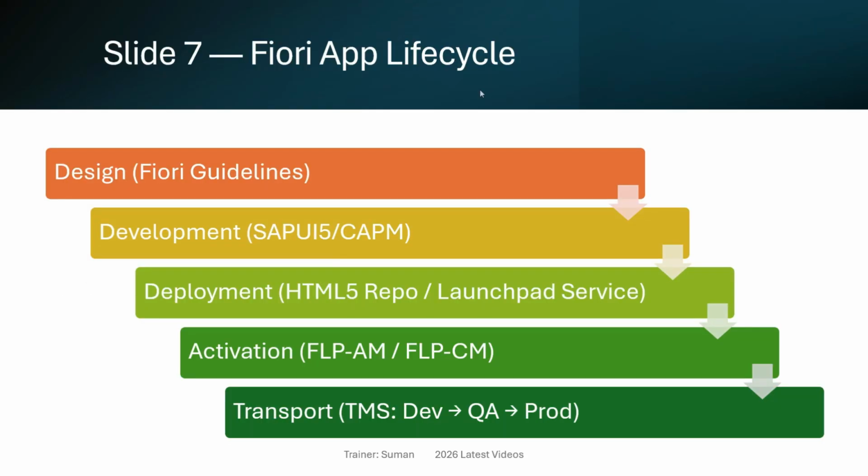Now, the Fiori app lifecycle. When developing the UI5 application, we follow the Fiori guidelines during design. Then in development, we use SAP UI5 or CAPM, and we deploy this application onto the BTP, and we activate the Fiori Launchpad. In the on-premise system, this is done through FLP AM or FLP CM. And we transport it through CI/CD, automated or manually, from dev, QA to prod.